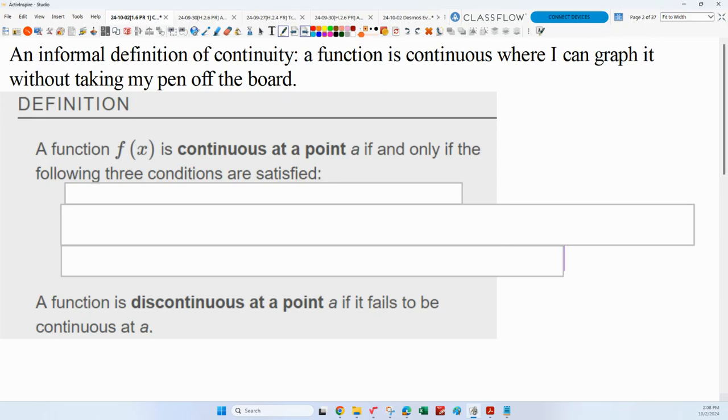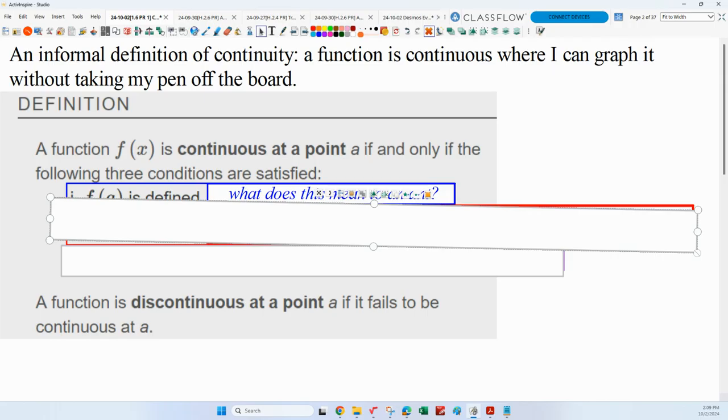So we've got our informal definition. Now let's come up with a formal definition. Okay, so in order for a function f of x to be continuous at a point A, it has to meet 3 conditions. If you meet all 3 of these criteria, then it is continuous at that point. The first one is that the function has to be defined at that point. So there's the first criterion. F of A is defined.